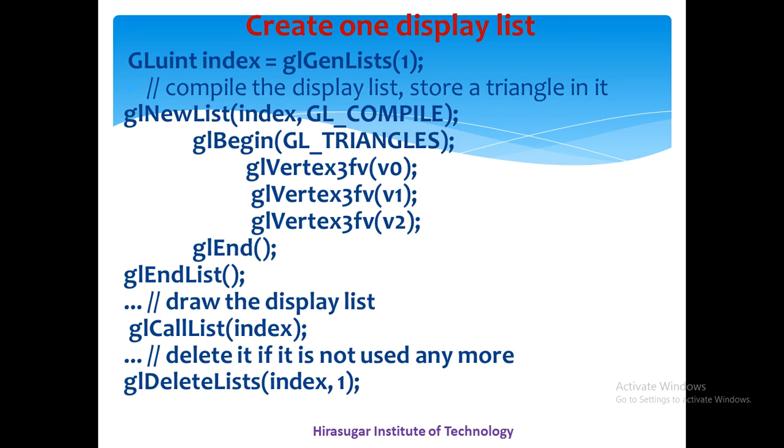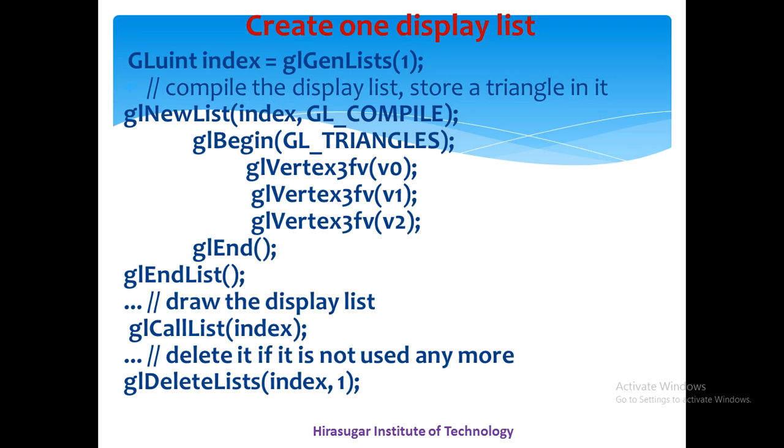Then draw the display list. Whenever you want to draw the triangles, what do you have to do? Just call this display list. Assume that this display list is stored in the server. Whenever you want to draw the triangle, just make a request to the server to display this. How to display? Just call GL call list, then the index. What is your index? 1. You have assigned 1 for this display list. So GL call list 1 automatically calls this display list, which is the triangle, and then it displays.